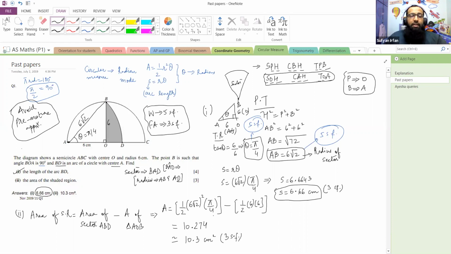Also, please remember that if a particular answer is to be used in a subsequent part, let's suppose the arc length is 6.6643.